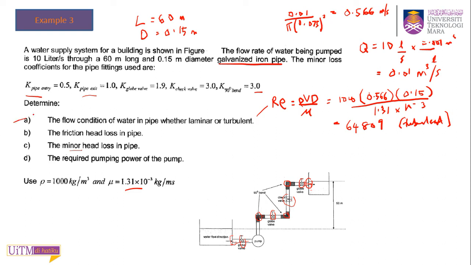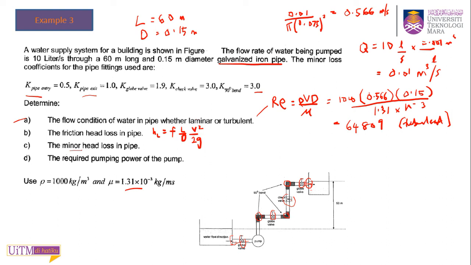And they ask you to find the friction head loss, the major loss. The major loss is the friction loss. So you need to find the major losses. How can we do this? Through your equation: HL equal to F times L over D times V squared over 2G.